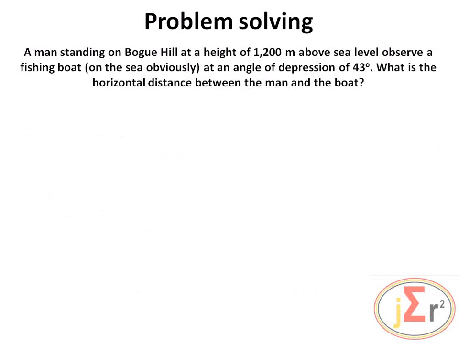Now our problem: a man standing on Bogue Hill at a height of 1,200 meters above sea level observes a fishing boat, and of course we imagine that it is on the sea, at an angle of depression of 43 degrees. What is the horizontal distance between the man and the boat? So let us take it step by step.